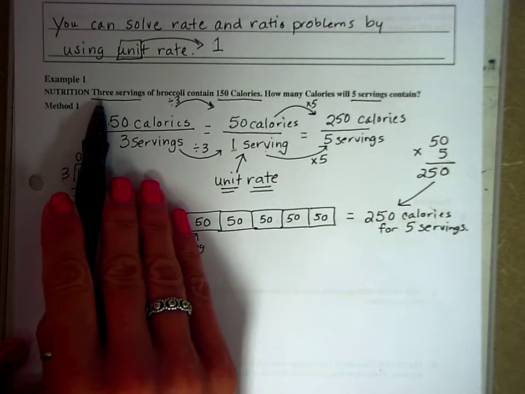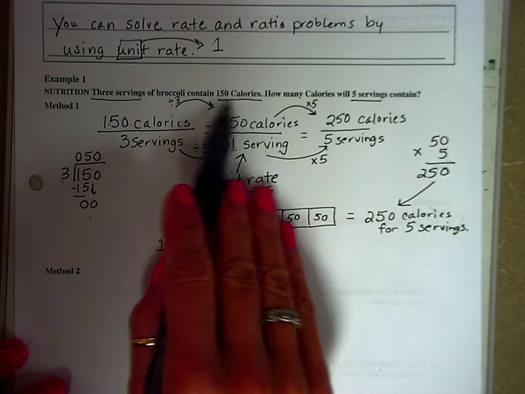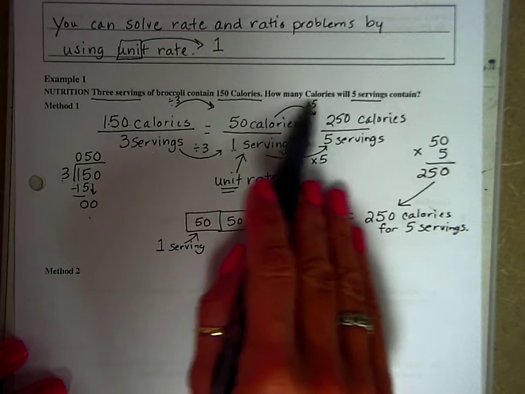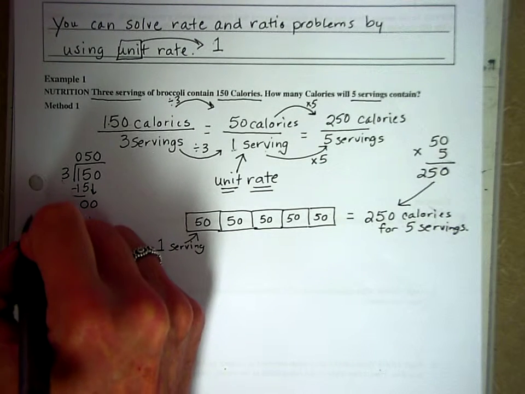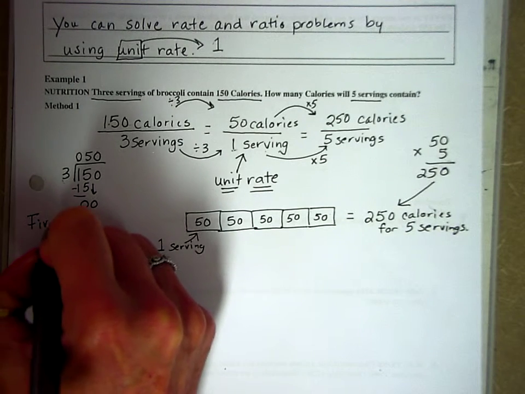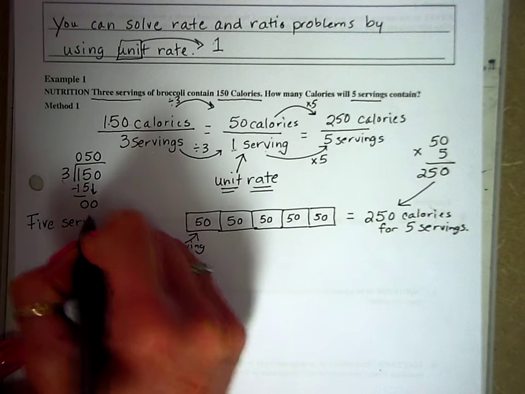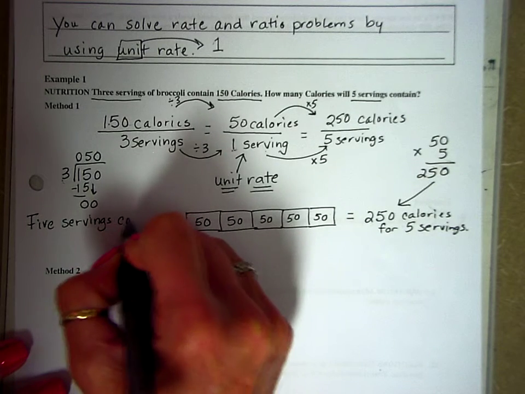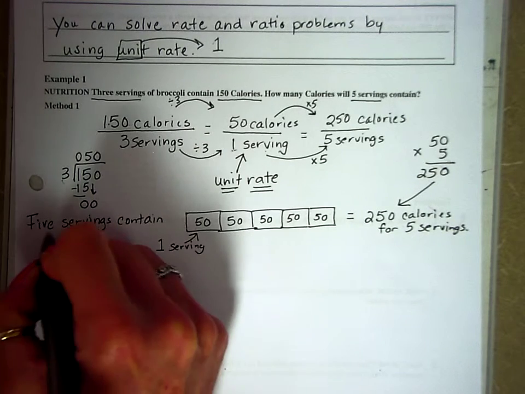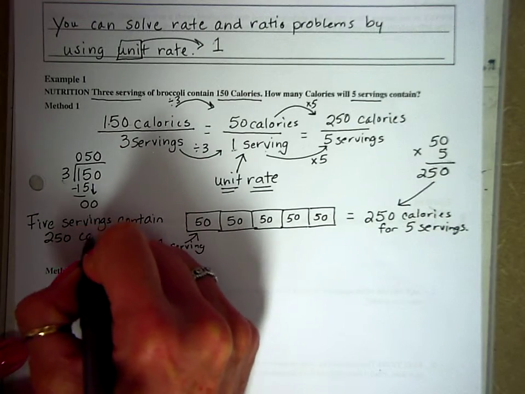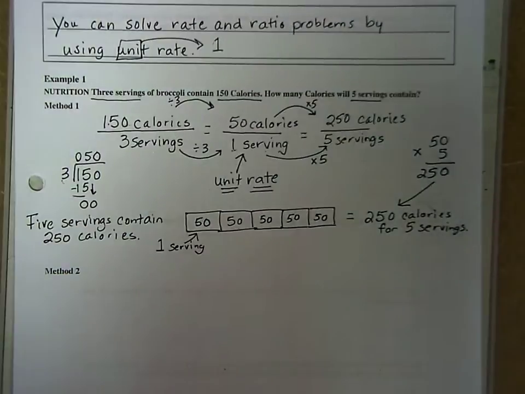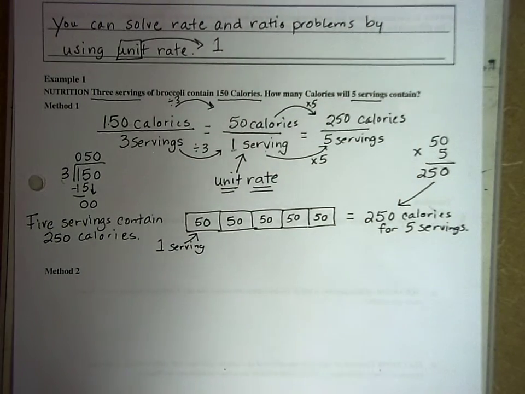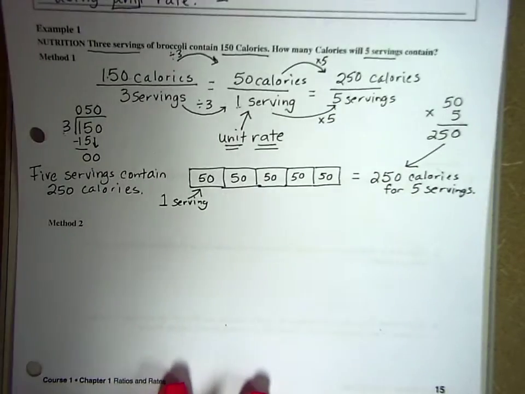Back to the question, 3 servings of broccoli contain 150 calories. How many calories will 5 servings contain? Your answer would be 5 servings contain 250 calories. All right, let's look at example number 2.